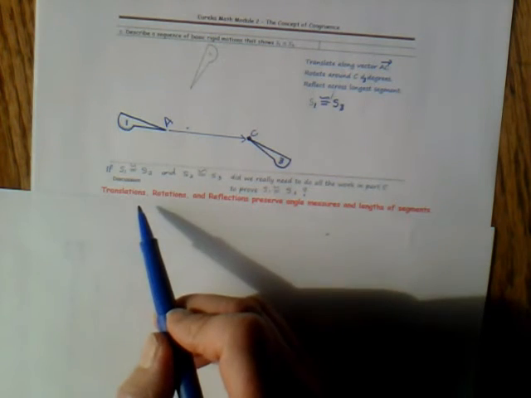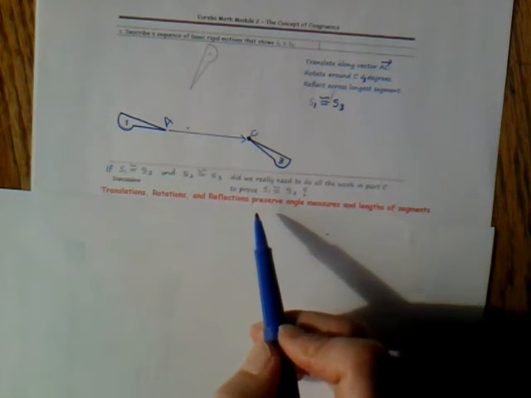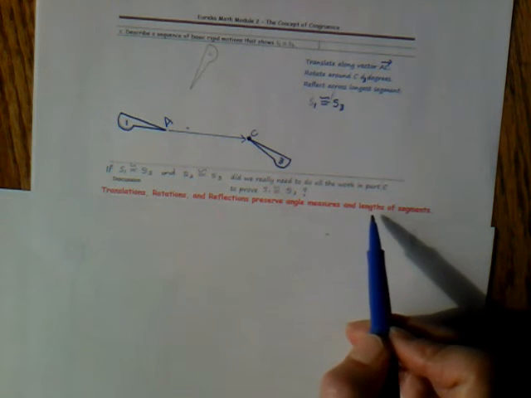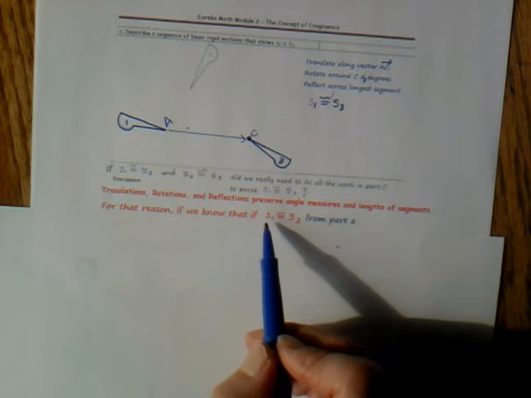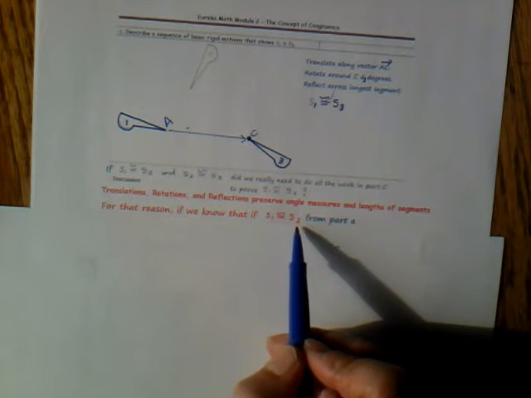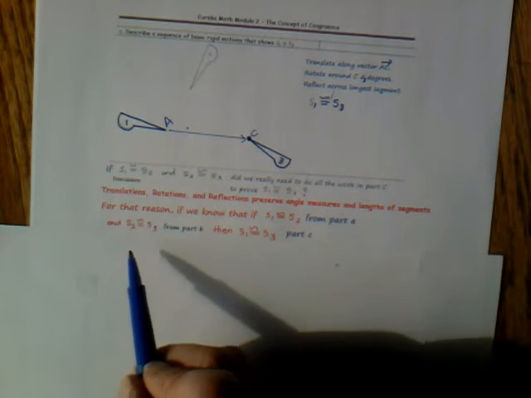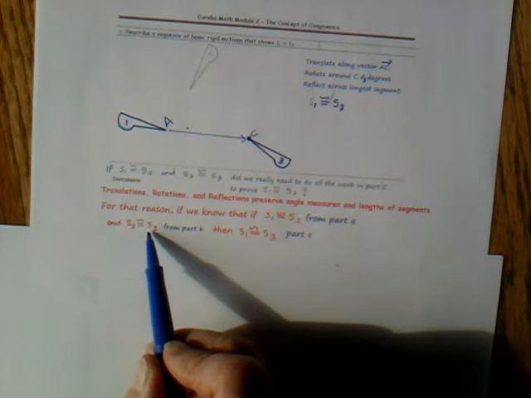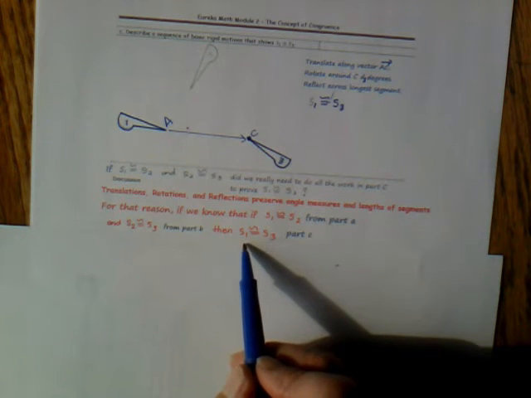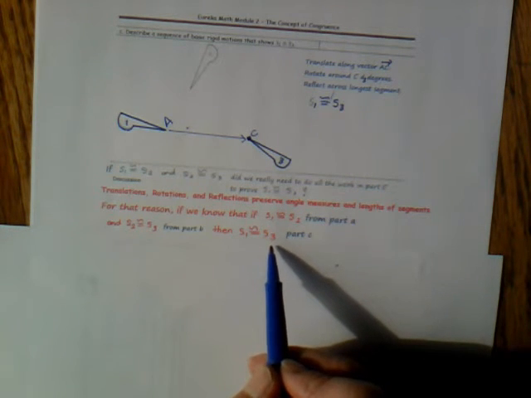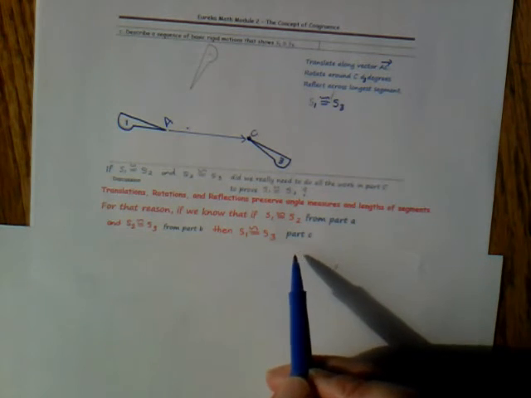We know that translations, rotations, and reflections preserve angle measurements and lengths of segments. For that reason, we know that if S1 is congruent to S2 from part A, and S2 is congruent to S3 from part B, then we can say that S1 is congruent to S3, which we proved in part C.